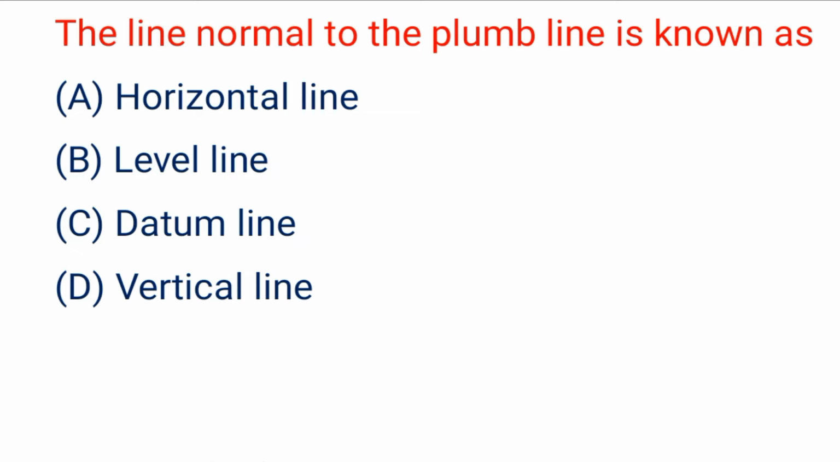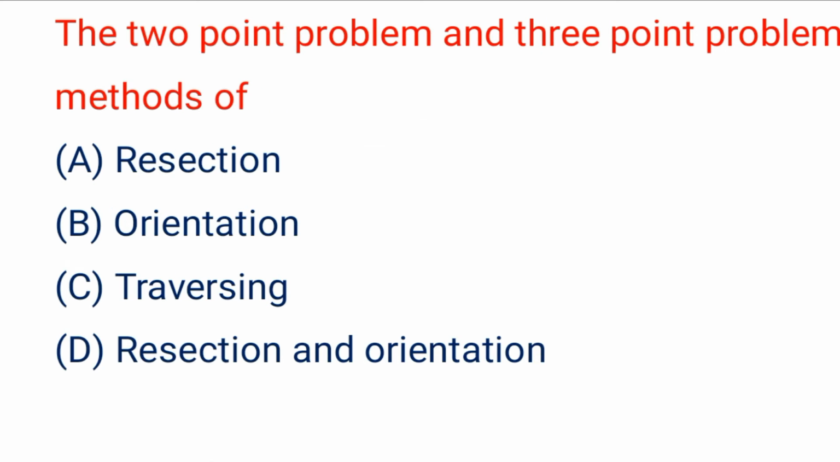The correct answer is option B, level line. Next question, the 2-point problem and 3-point problem are methods of option A, resection, option B, orientation, option C, traversing, option D, resection and orientation. The correct answer is option D, resection and orientation.